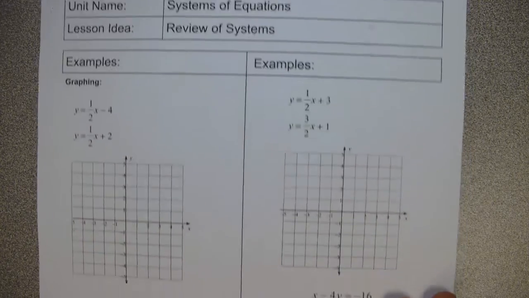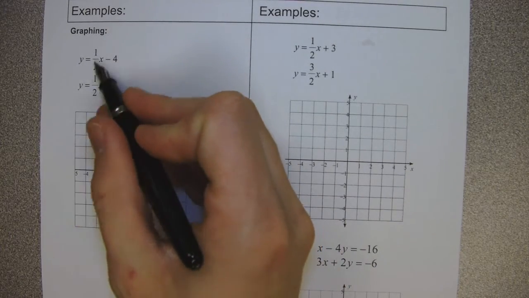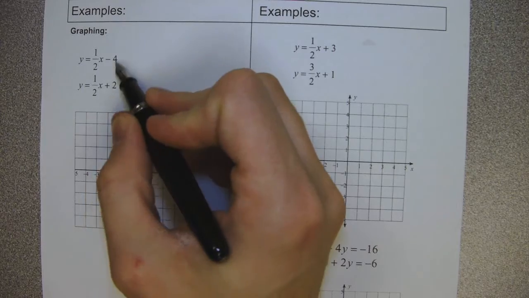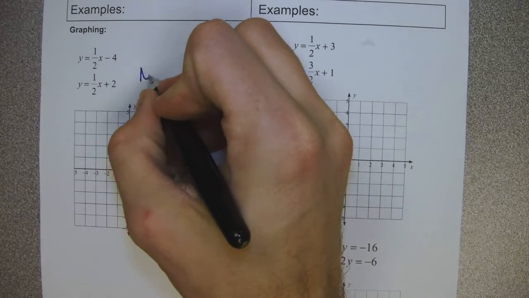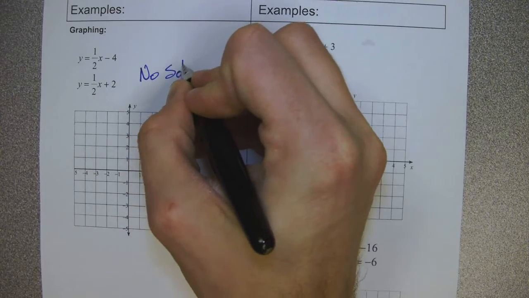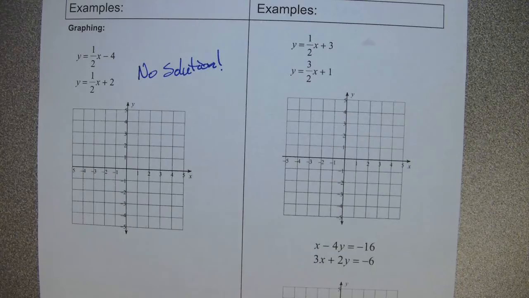Our first situation here with graphing, I noticed right away that my slopes are identical. Both of them are 1/2. I also noticed that the y-intercepts are different. Because of that, that means I'll end up with parallel lines and that there is no solution.